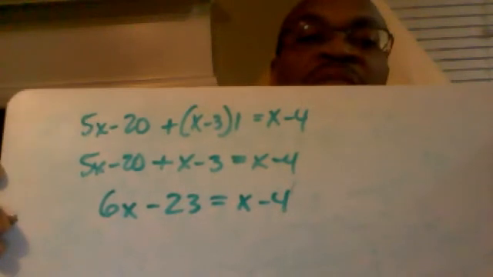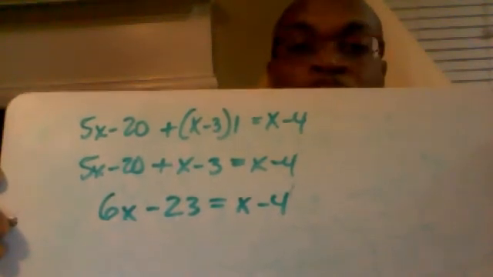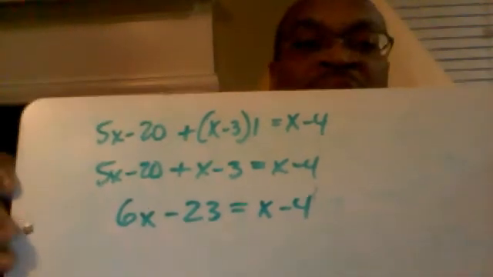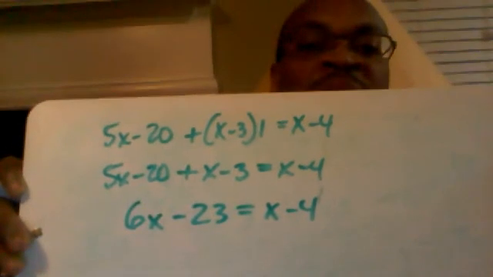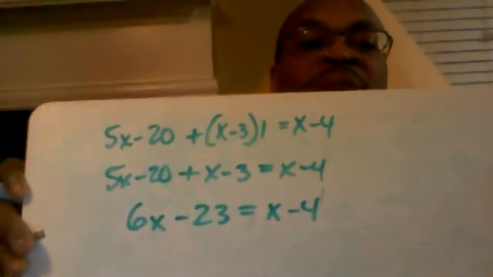Now, if you look, you have 6x on the left and an x on the right. You want to bring those two things together. The only way you can move anything from the left side of the equation to the right is by canceling it out. So what I'm going to do is subtract x on the right to make that little x disappear, and subtract x from 6x.